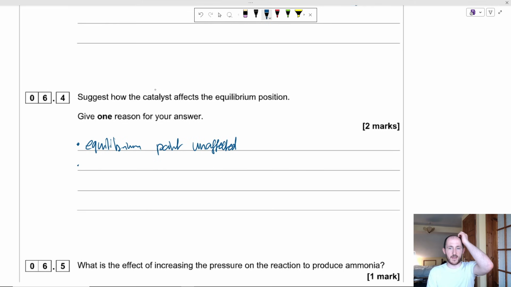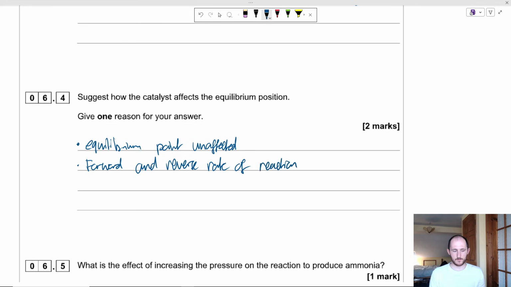And the reason for that, so again, keep in mind, this is the actual suggestion. If it's affected or unaffected. And now the reason is because the forward and reverse rate of reaction are increased by the same amount, which effectively means it doesn't change that at all.